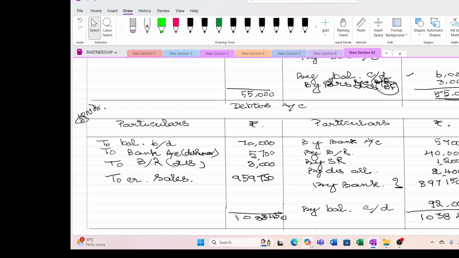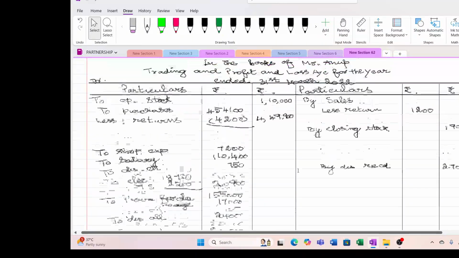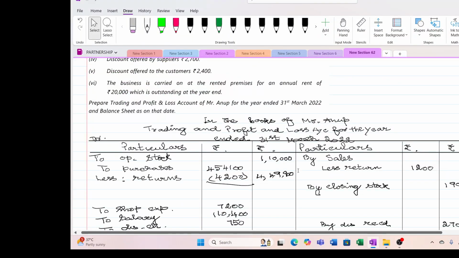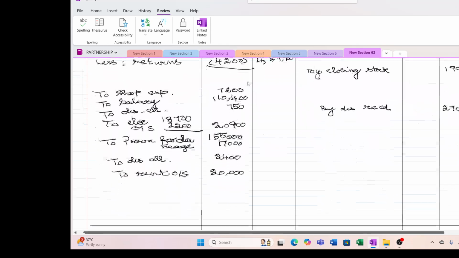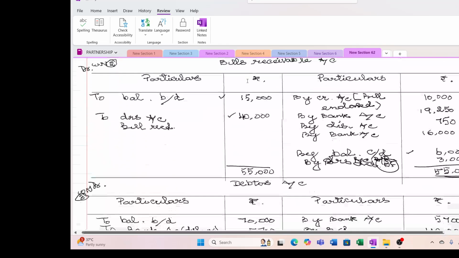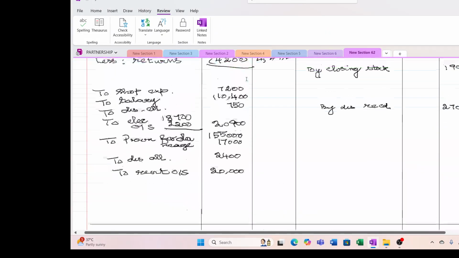Okay, let us continue. This debtor account is also over. So let me take this credit sales to the trading account. This is 959,750, I think so. Let me confirm. 959,750.